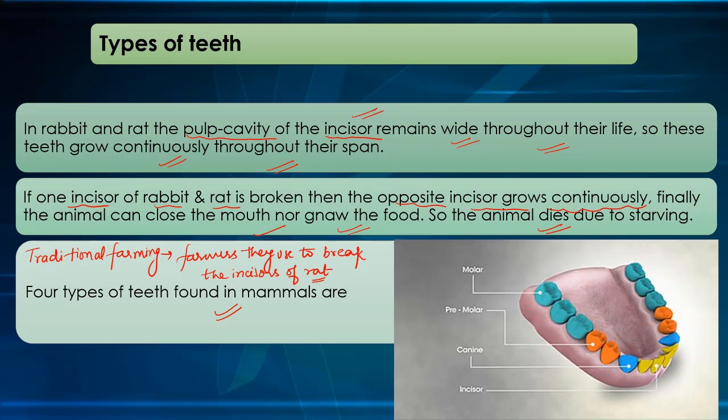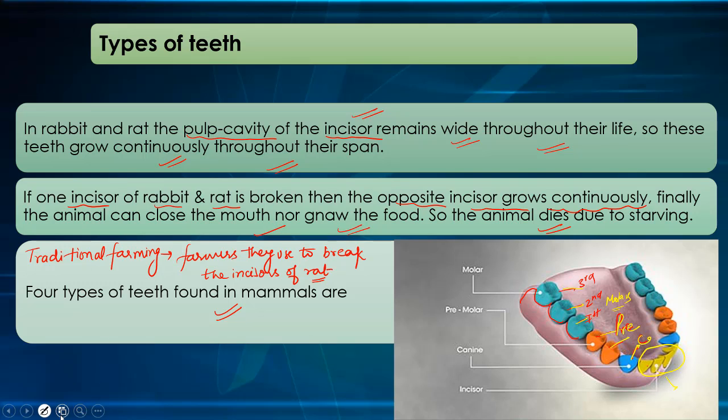This is the alveolar ridge. You can see the arrangement of molars: the first molar, the second molar, and the third molar. These are premolars. This is the canine. And these four are incisors. This is the canine, these are premolars, and they are molars.